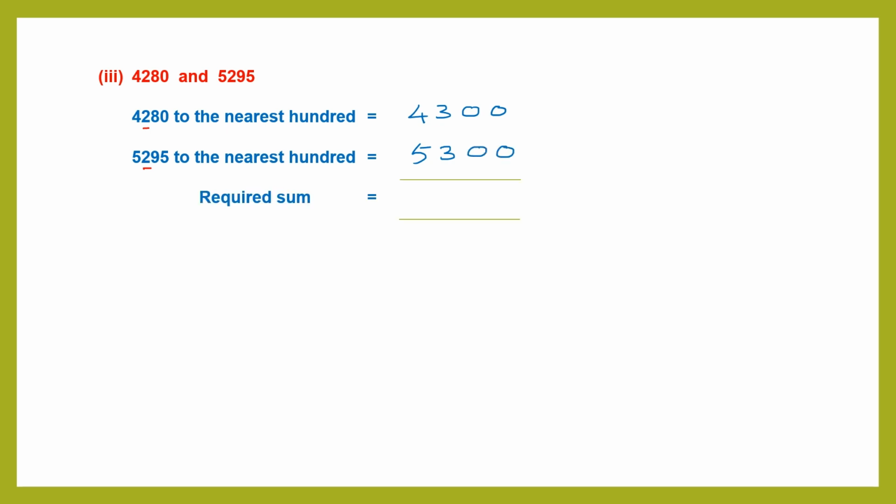Now we have to find the required sum by adding up these two. 0, 0. 3 plus 3 is 6. 4 plus 5 is 9. 9,600 is the required sum.